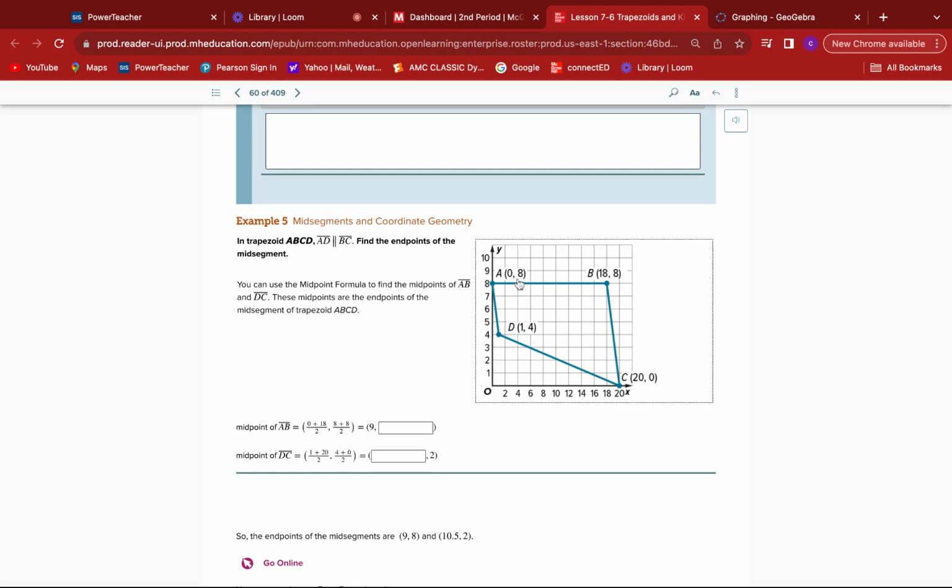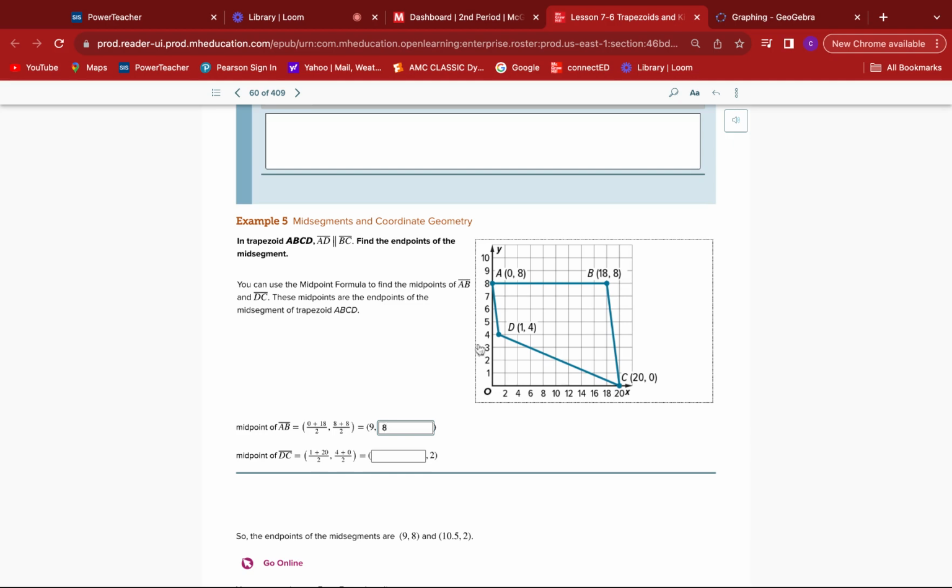For AB, you're going to add 0, which is an x, and 18, which is an x, and divide by 2. Add the 8, which is a y, to the other 8, which is a y, and divide by 2. Well, 0 plus 18 is 18, divided by 2 is 9. 8 plus 8 is 16. 16 divided by 2 is 8. So it looks like the midpoint would be 9, 8. Could be right about there.